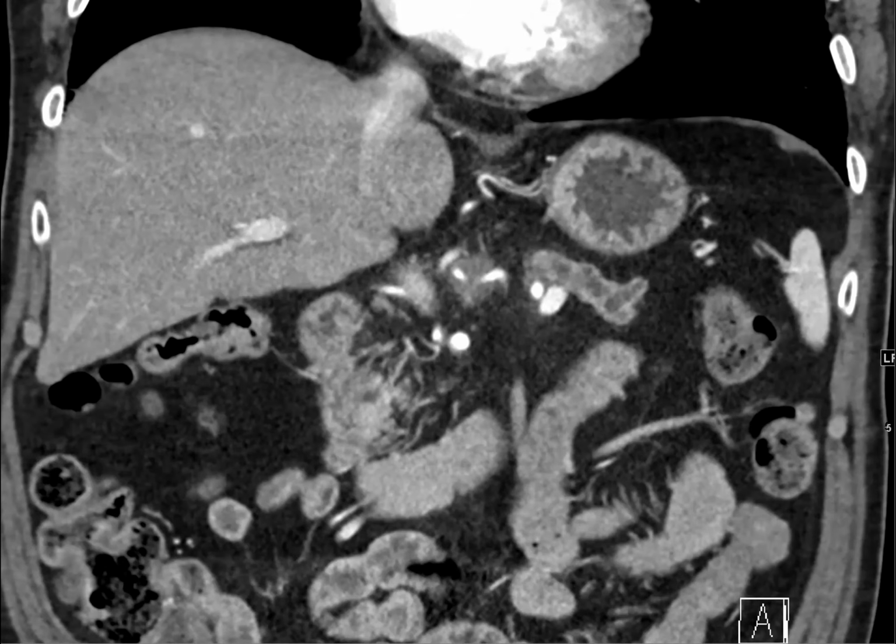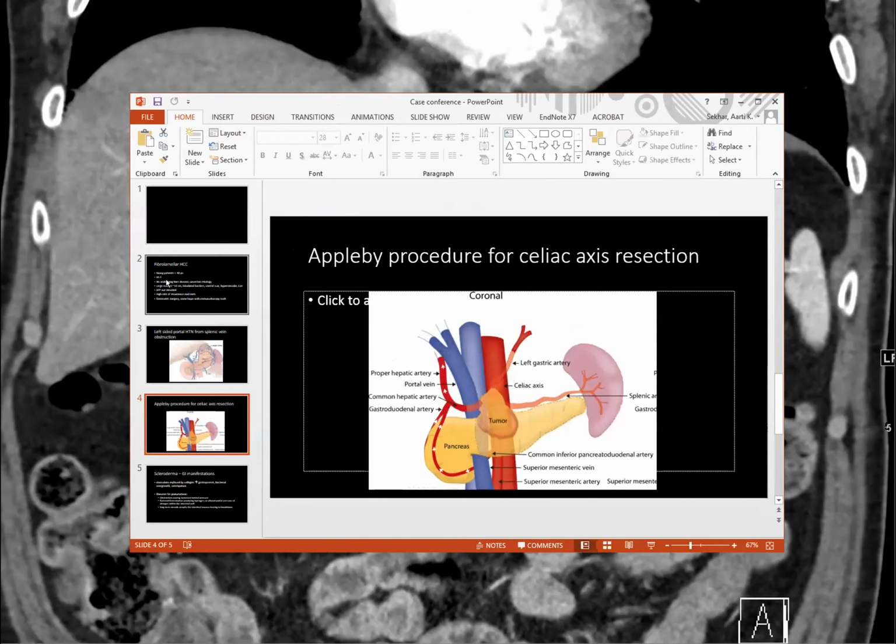So I'll just show you what it looks like. This is called an Appleby procedure. I think it was made by Appleby in the 50s. If the tumor is involved in the celiac axis, they can resect this and the proximal portion of the hepatic artery, and then they ligate it here, and the inferior pancreaticoduodenal retrograde feeds the gastroduodenal, and then that feeds the hepatic artery. It's not common, it's a complicated procedure, but it is something that they can do if they have this intact and robust GDA.